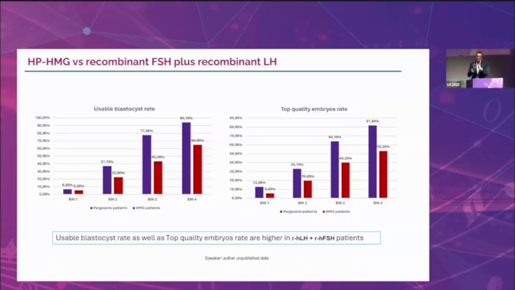And inside of each quality using AI, we make a comparison of these two types of protocols, using HMG or using recombinant hormones. And as you can see there, in most of the cases, this data is still unpublished, we're working on publishing this data, there was a higher proportion of useful blastocysts or top quality embryo rates in the case of those cycles that were coming from the combination of LH and FSH.